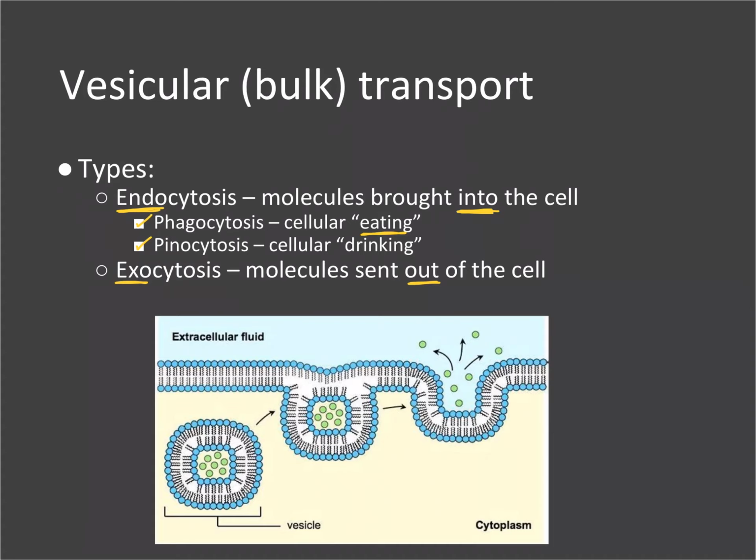Pinocytosis is where a liquid is being brought into the vesicle, but the concept is pretty much the same, the opposite of what we're seeing in this picture here. Something is actually being brought into the cell and being pulled into one of these vesicles. Now, exocytosis is just something that is inside a vesicle that is being sent out of the cell.